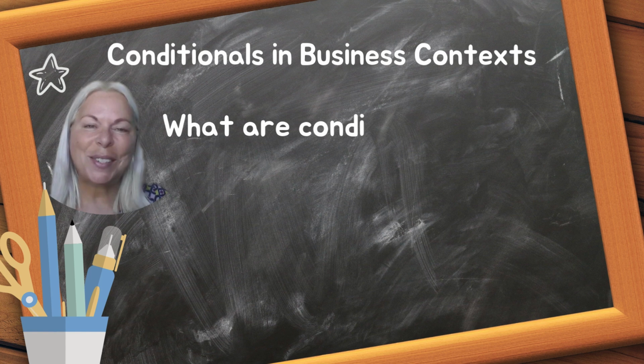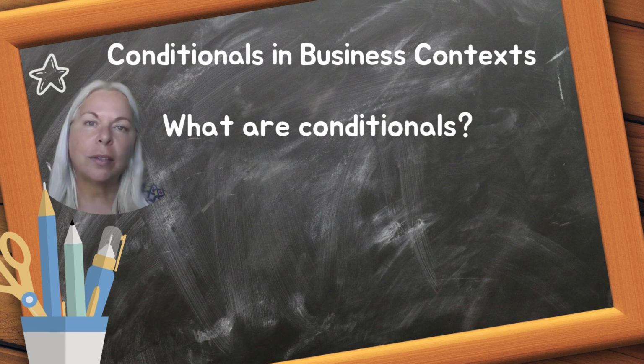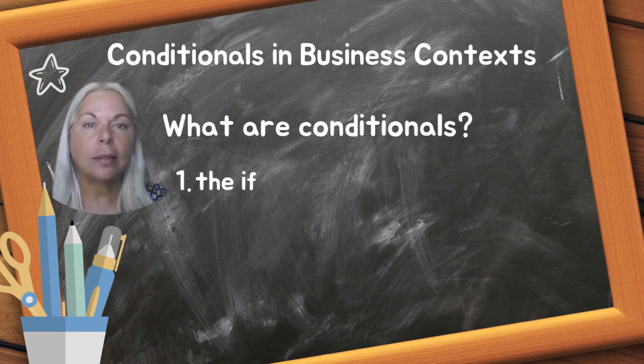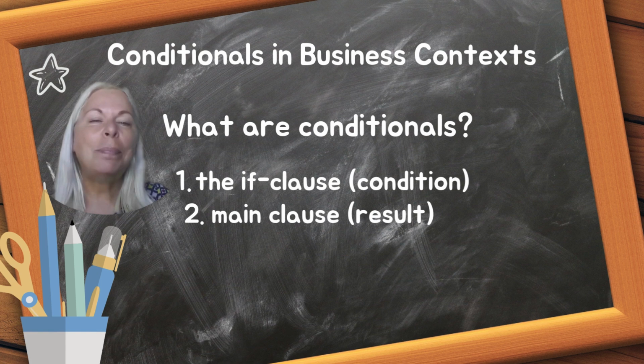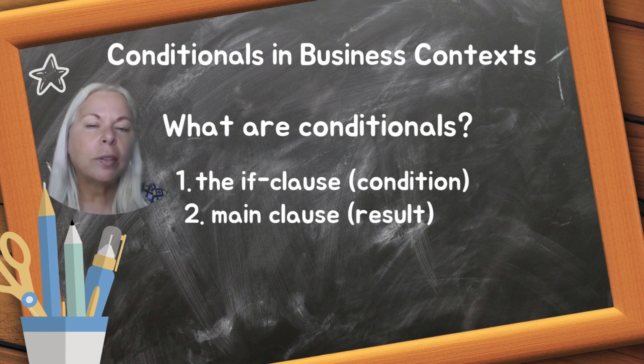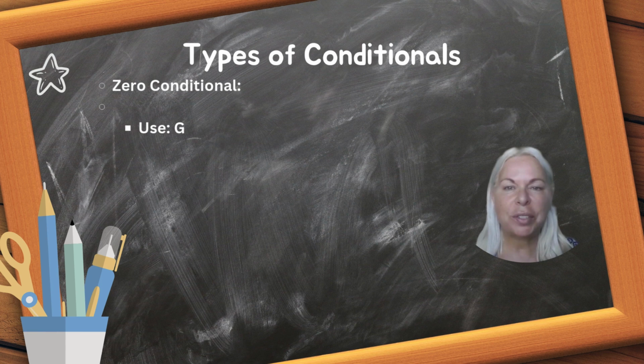What are conditionals? Conditionals are sentences used to talk about possible or hypothetical situations and their potential consequences. They often consist of two parts: the if clause, the condition, and the main clause, the result. In business, conditionals are frequently used to discuss possibilities, maybe future plans, hypothetical situations, and past outcomes. Let's start with zero conditionals.